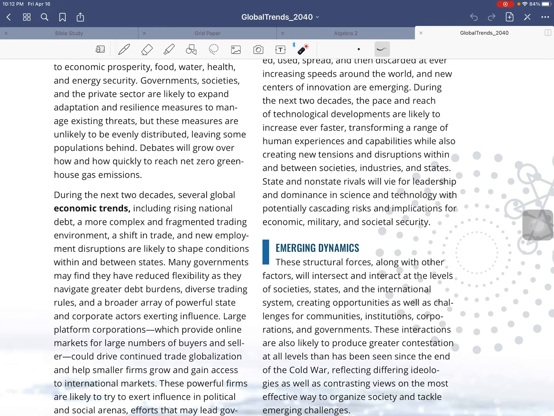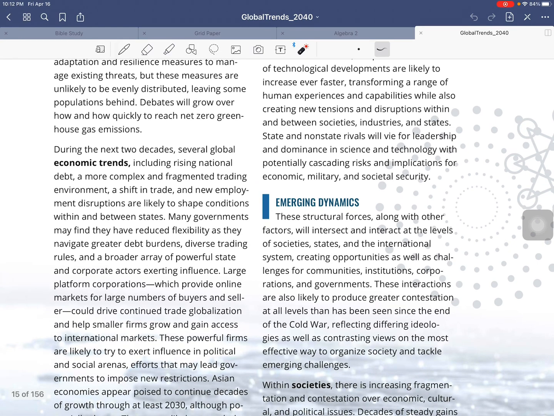During the next 2 decades, several global economic trends, including rising national debt, a more complex and fragmented trading environment, a shift in trade, and new employment disruptions are likely to shape conditions within and between states. Many governments may find they have reduced flexibility as they navigate greater debt burdens, diverse trading rules, and a broader array of powerful state and corporate actors exerting influence.